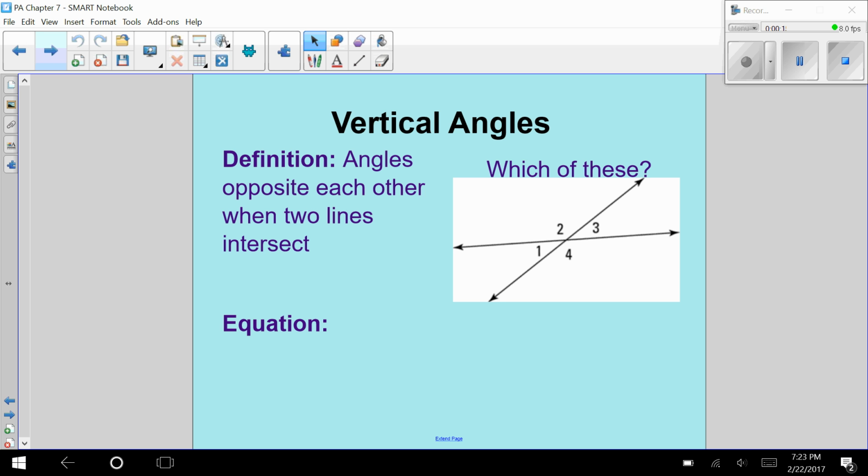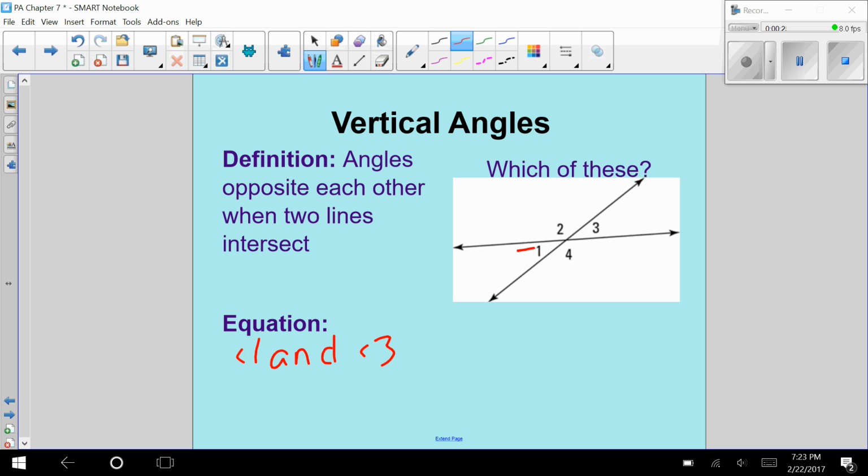Vertical angles are angles that are opposite each other when two lines intersect. So in this image, angle 1 and angle 3 are vertical angles because they are opposite each other when two lines intersected. Also, angle 2 and angle 4 are vertical angles. So the equation that we would really write is that angle 1 is congruent to angle 3. An equal sign with a squiggly above it means congruent. And angle 2 is congruent to angle 4. That means they're going to have the same measure. Vertical angles will always have the same measure.